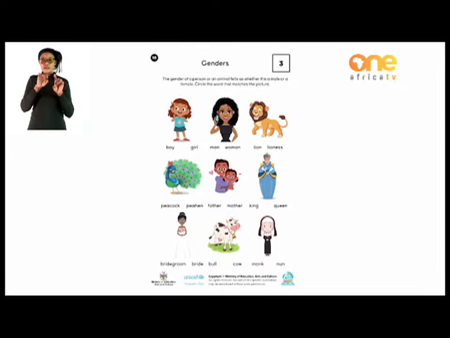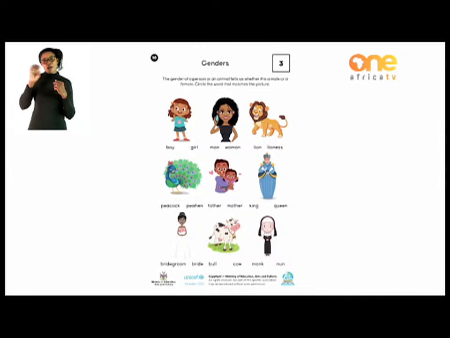Now there are 9 pictures and we have to identify whether it's a male or a female. Let's look at the first picture. Is it a boy or a girl? A girl. So you have to circle the correct word. The next picture, is it a man or a woman? A woman. You must circle the word woman. Let's look at the next picture. Is it a lion or a lioness? It's a lion. So you have to circle the correct word.